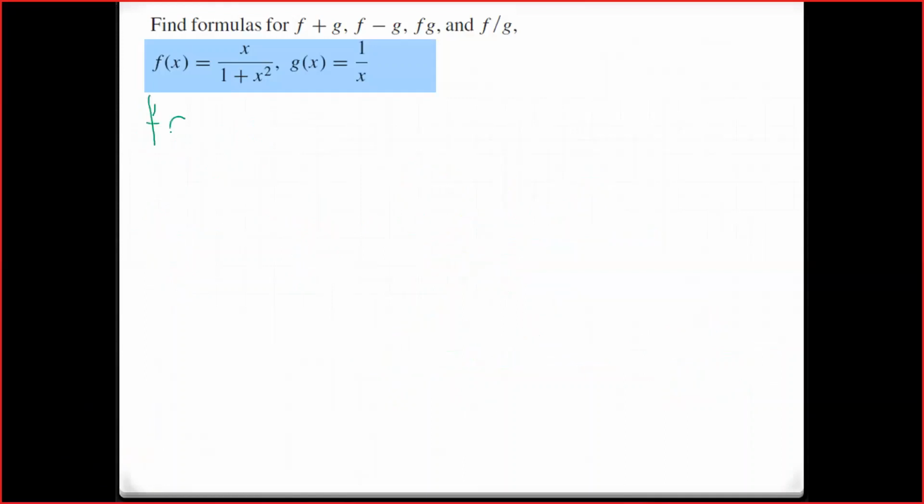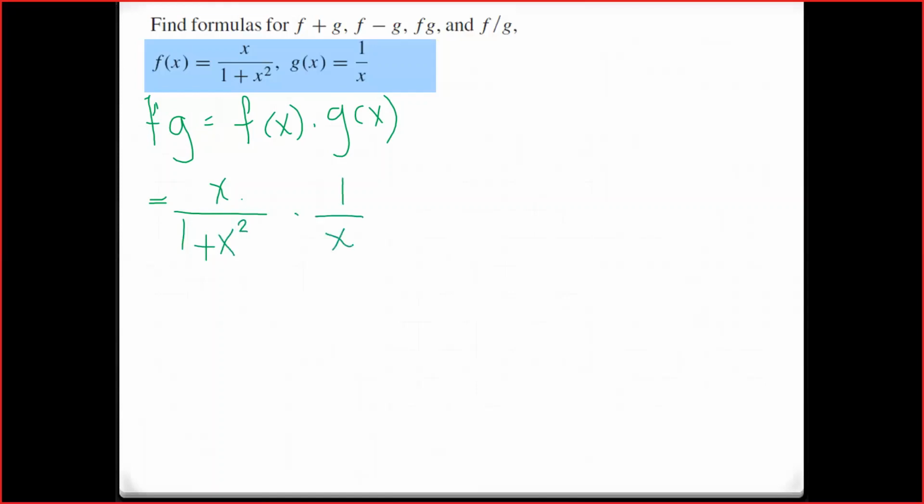Now, f times g. It means f of x times g of x. f of x is x over 1 plus x squared. And g of x is 1 over x. Do you remember when you say 1 over 4 multiplied by 4 over 3, you can simplify it? And the answer is 1 over 3. And here you have to do the same. You can simplify x with x. So the answer here is 1 over 1 plus x squared.